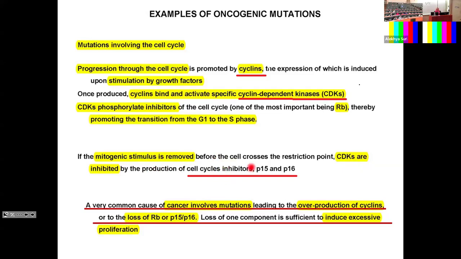So the very common cause of cancer involves mutation leading to overproduction of cyclins, or the loss of retinoblastoma, or the loss of the inhibitors. Loss of one of these components is sufficient to induce excessive proliferation. Basically, it's a summary of what we were saying in the past several slides, right?